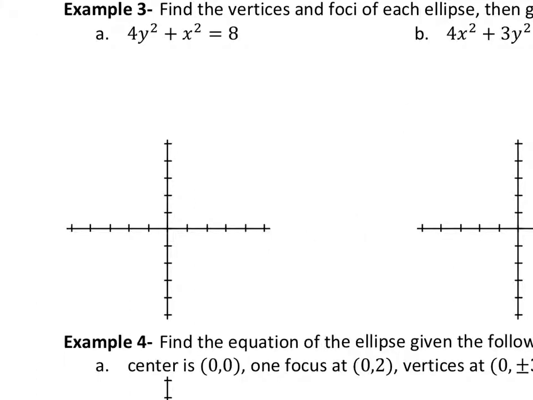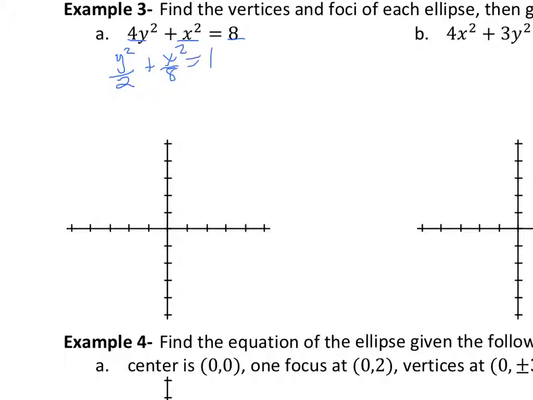So what do we have to do here on example 3, part A first? Put it in the graph. Right, our graph-friendly form. So what does that mean? We got to divide by 8. Good, Tyler. We got to set it equal to 1, right? So we divide everything by 8, and then we're ready. So we get y squared over 2 plus x squared over 8 equals 1.